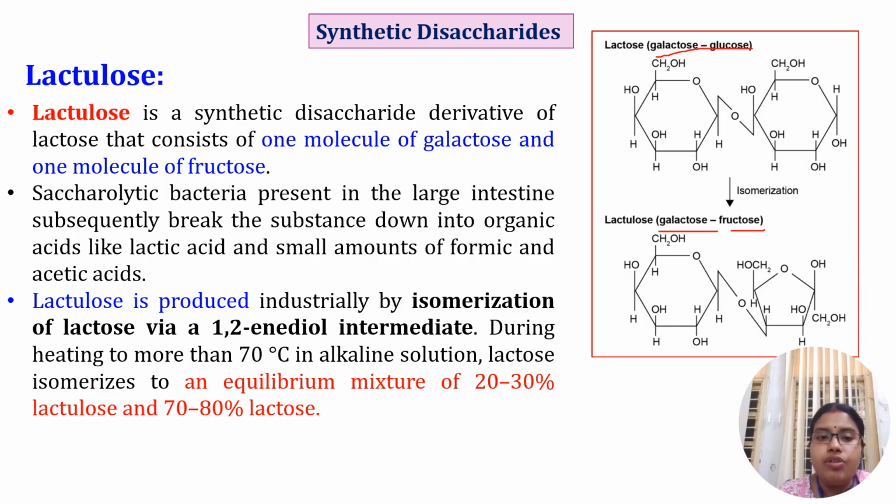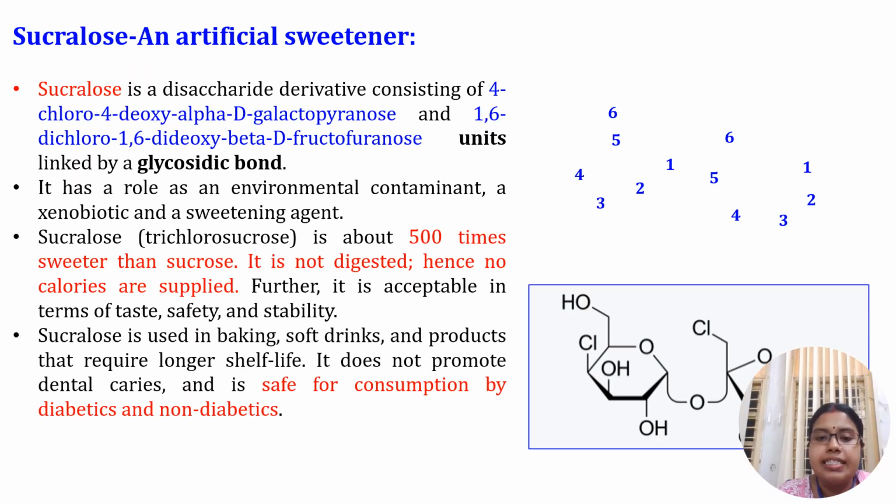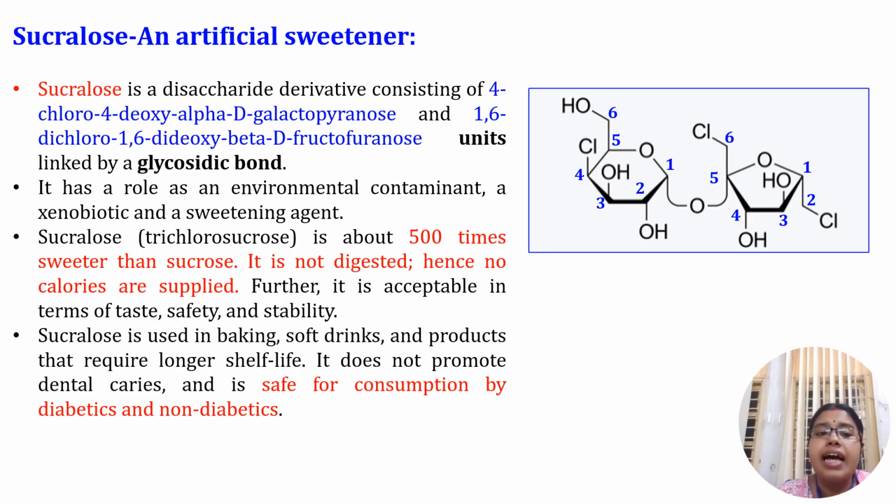Other than lactulose, another synthetic disaccharide is sucralose. It is known as an artificial sweetener. It consists of 4-chloro-4-deoxy-alpha-D-galactopyranose and a 1,6-dichloro-1,6-dideoxy-beta-D-fructofuranose unit. Both are linked by a glycosidic bond. It has a role as an environmental contaminant. It has a xenobiotic nature also.